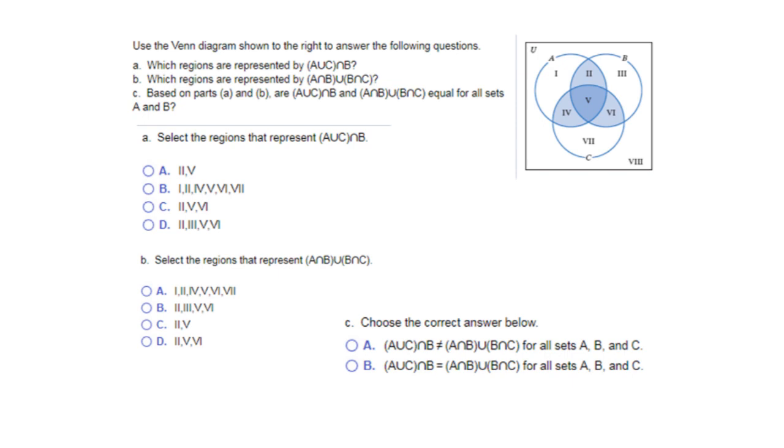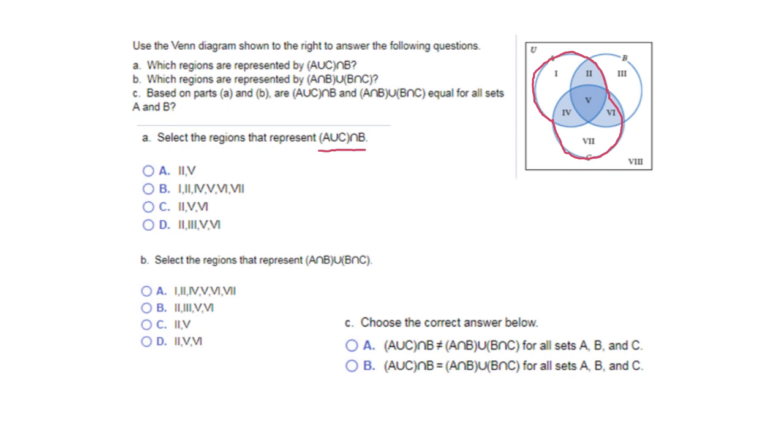Use the Venn diagram to the right to answer the following questions. So for part A, it is asking us to find A union C intersect B. So what I will do first is look at my Venn diagram and identify A union C. So I will grab all of A and all of C. And that is A union C.